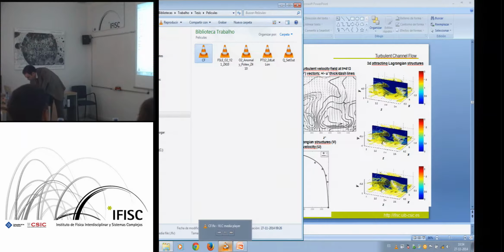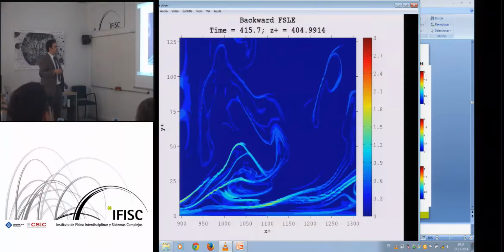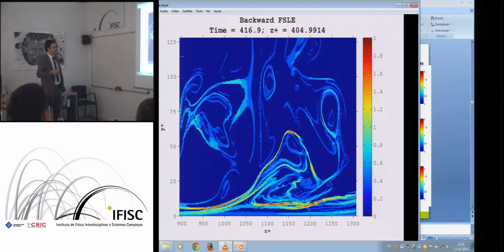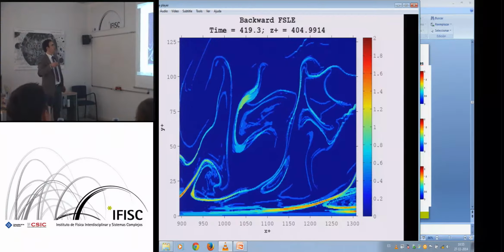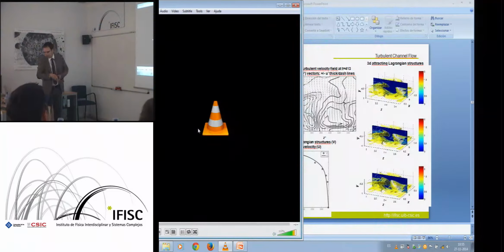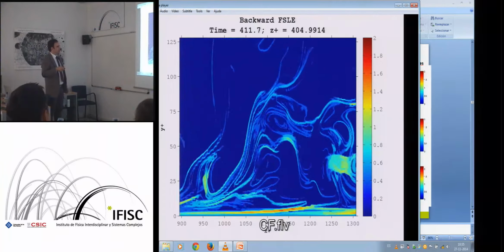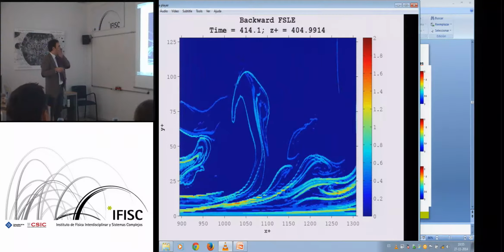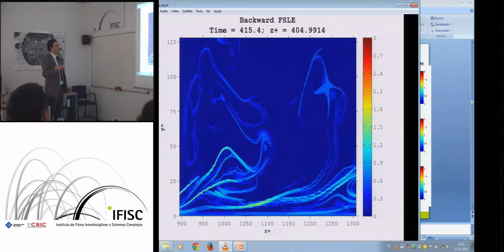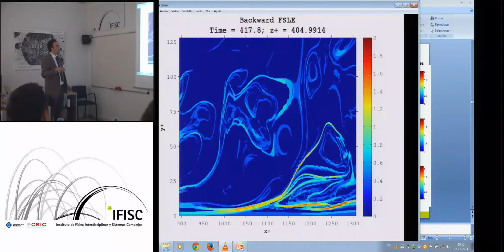I hope to show you. So what you can see is that the structures, so we have the high FSLE near the wall and the sloping structures up to this. This is more or less the center of the channel. And you can see that the structures are deforming, but they are moving pretty much constantly with the mean flow velocity, which is from left to right.